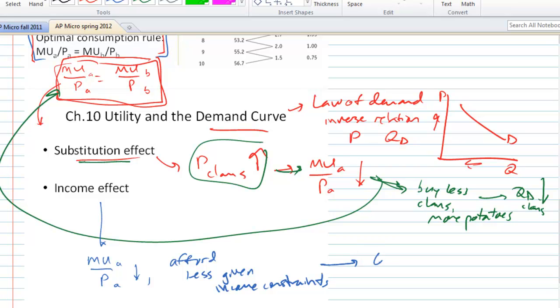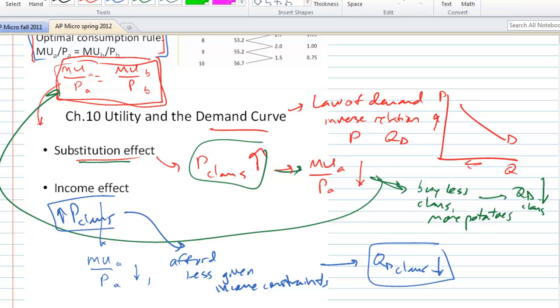So then our quantity demanded of clams falls. Once again, we've gone from an increase in the price of clams, we can afford to buy less clams, therefore the quantity demanded of clams falls. And that is the income effect.